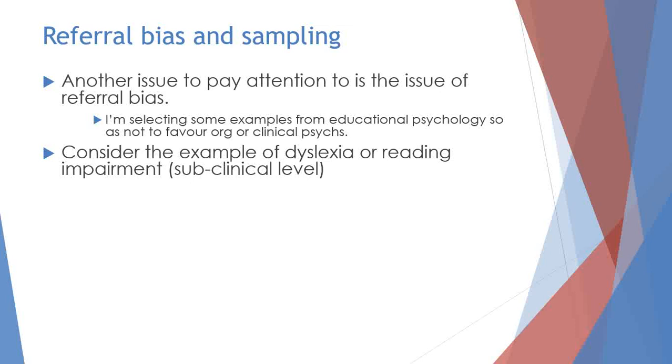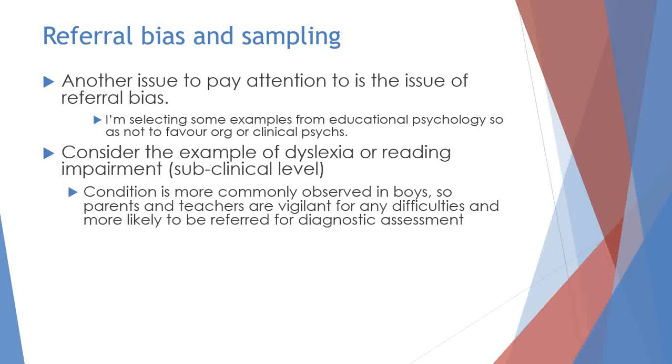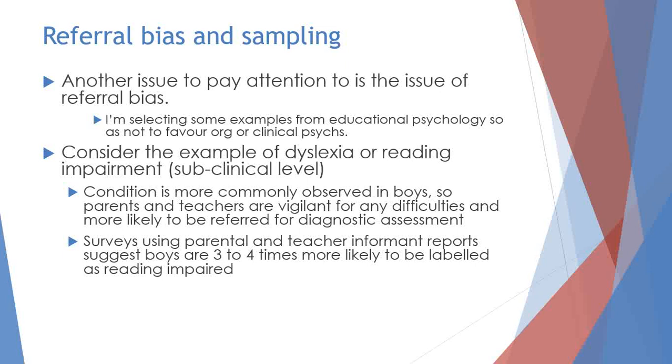So consider the example of dyslexia or reading impairment. This is a level of reading impairment at a subclinical level that wouldn't meet the threshold for a formal diagnosis of dyslexia, and these types of students often creep through. Now, the condition is more commonly observed in boys, so parents and teachers are vigilant for any difficulties and are more likely to refer these boys on for diagnostic assessment. So surveys using parental and teacher informant reports suggest that boys are 3 to 4 times more likely to be labelled as reading impaired.